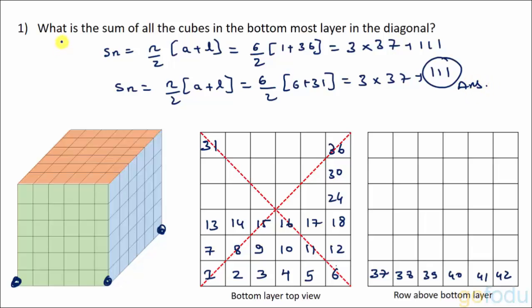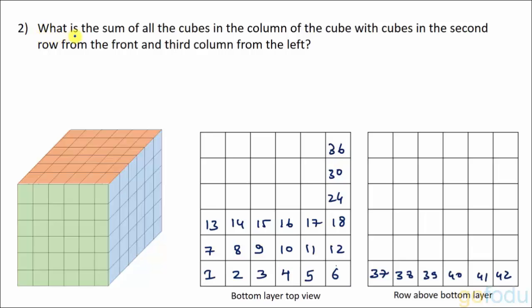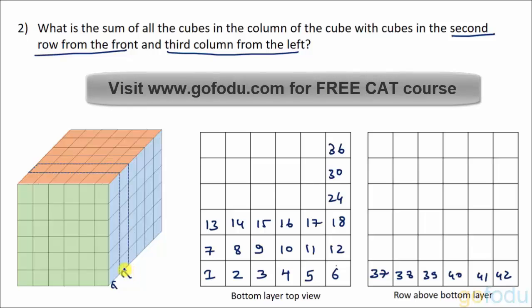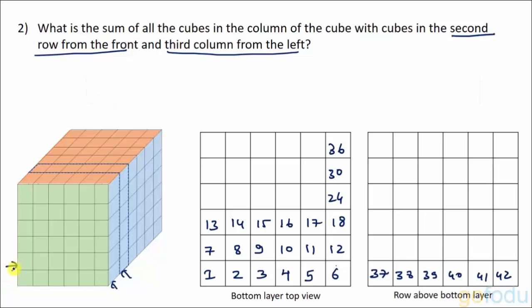Let's look at the next question. What is the sum of all the cubes in the column of the cube in the second row from the front and third column from the left? If this is the first row, this will be the second row. Now, if it was given as second row in the front, then we would have considered this row, which is just above the first row. But here we have to consider the row which is behind the first row, that is this row or this layer basically. And third column from the left, 1, 2 and 3, that is this column.